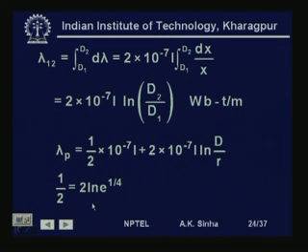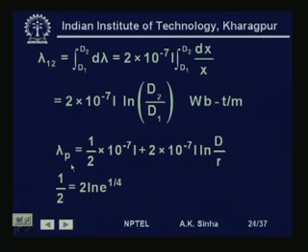Now, if we want, we can find out the total flux linkages between any 2 points D1 and D2 from the center of the conductor, which we can write as lambda 1 2 is equal to integral D1 to D2 of d lambda, which will be equal to 2 into 10 to the power minus 7 I integral D1 to D2 dx by x, and which after integrating comes out to be 2 into 10 to the power minus 7 I log n D2 by D1 Weber turns per meter.